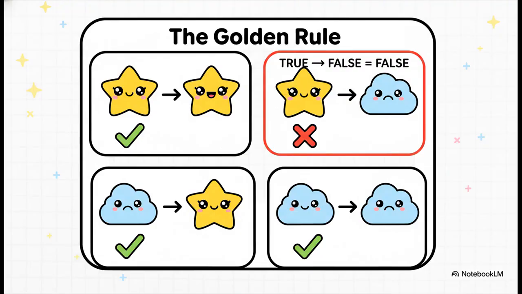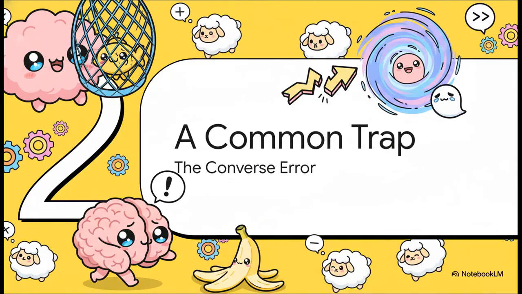So this brings us to the golden rule, the one thing you really got to burn into your memory. A statement P implies Q is only, and I mean only, false if a true premise leads to a false conclusion. True to false equals false. Every single other combination is considered true. All right, we've got our first tool, which is awesome.